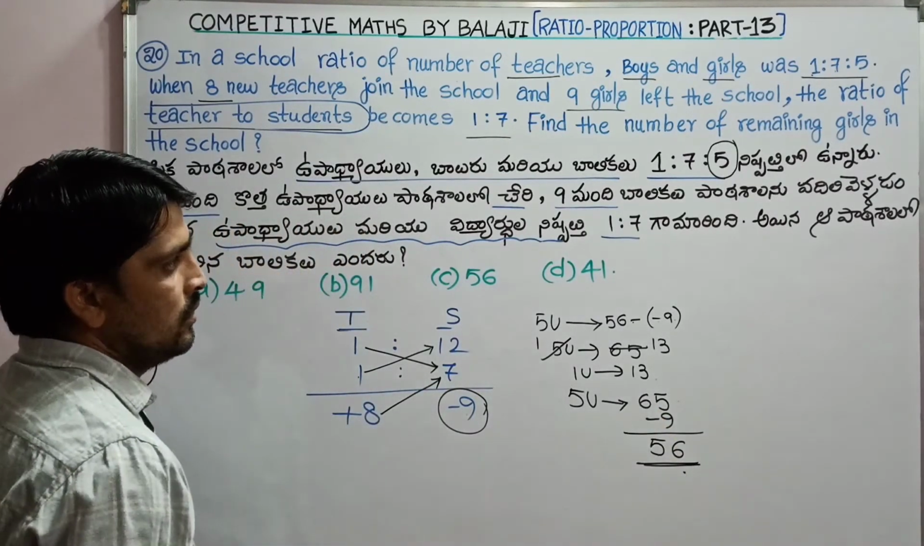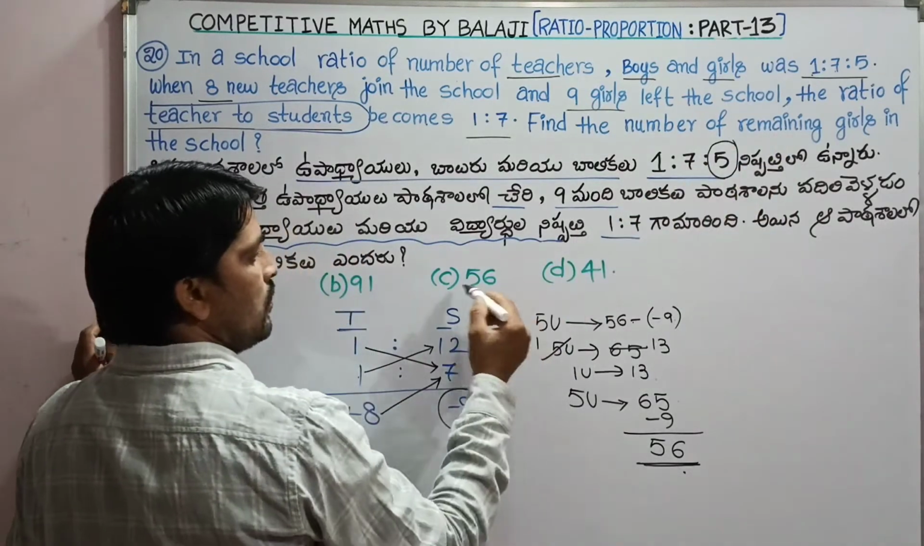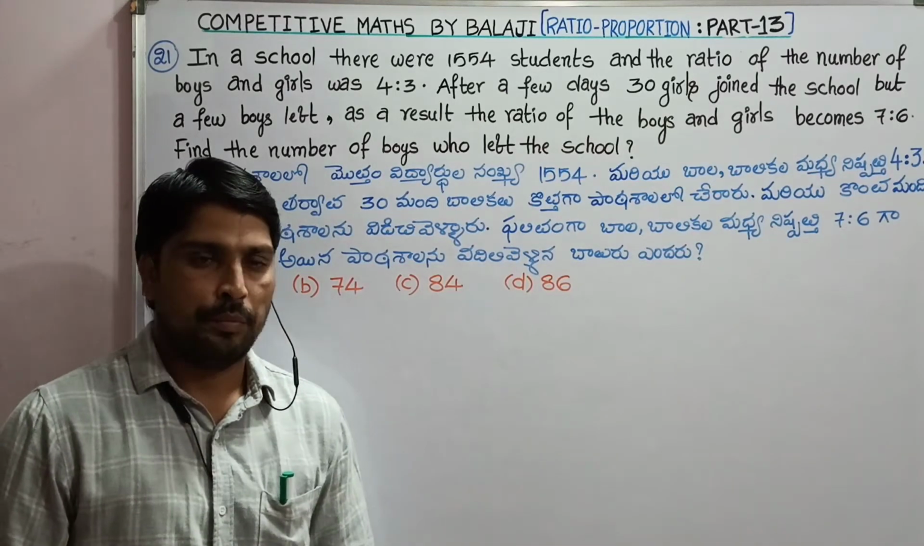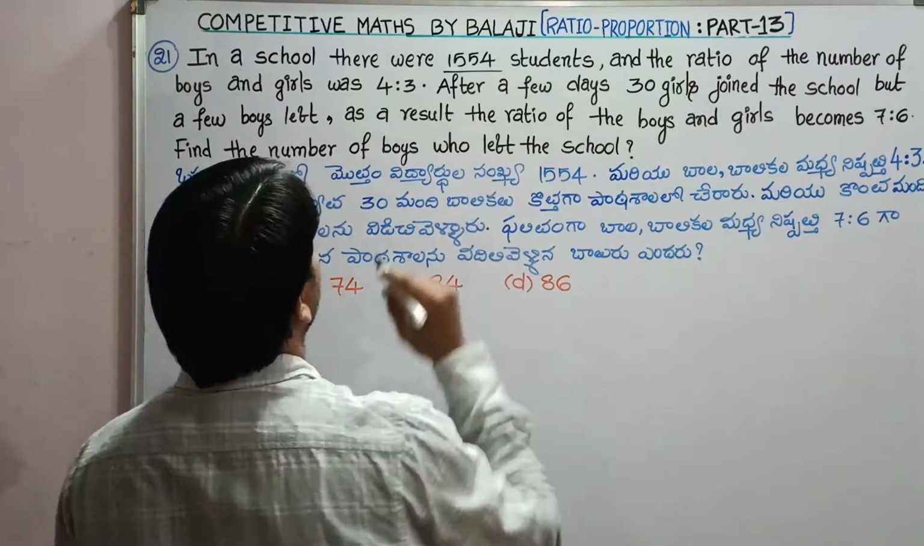So the remaining girls were 56 in the school. So this is the answer. Next, very important question, 21.